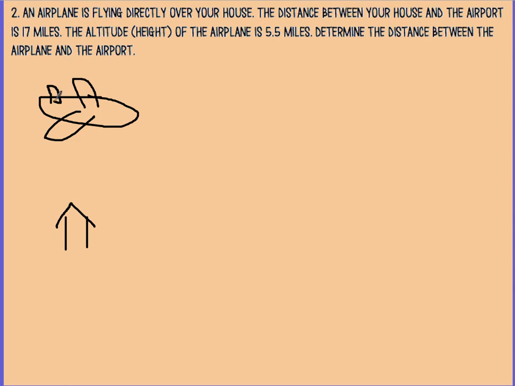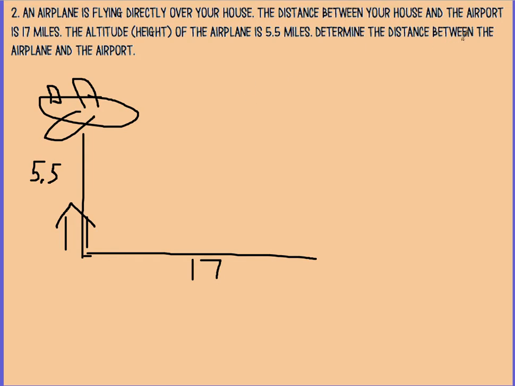All right. And it says the distance between the house and the airport is 17 miles. So think about how you get from a house to an airport. You would drive there, right? So it would be straight across. And it says the altitude height of the airplane is 5.5 miles. So the airplane is 5.5 miles up.